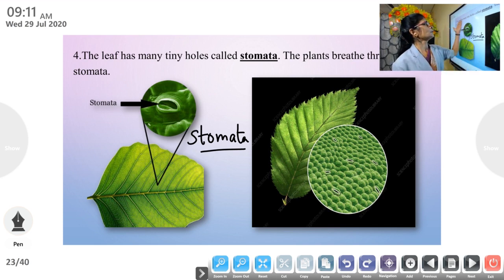Understood? Leaf has many tiny holes called stomata. The plants breathe through the stomata. It's important. Okay? Breathing organ of plants is called, what's the name of that? Stomata. S-T-O-M-A-T-A. Stomata.